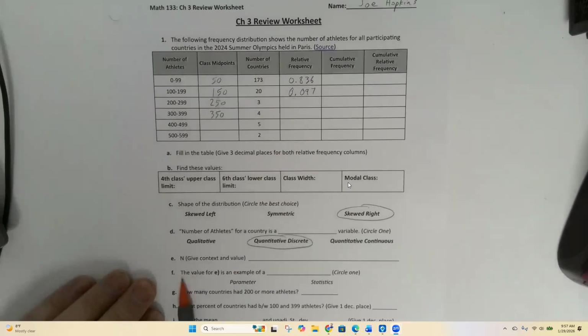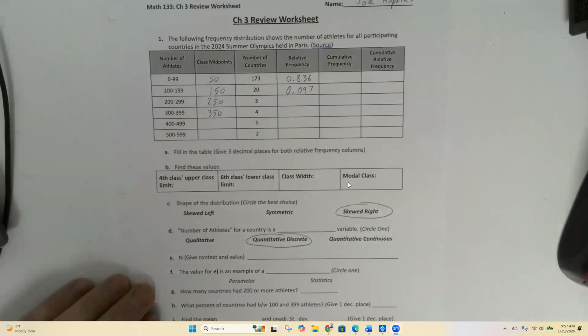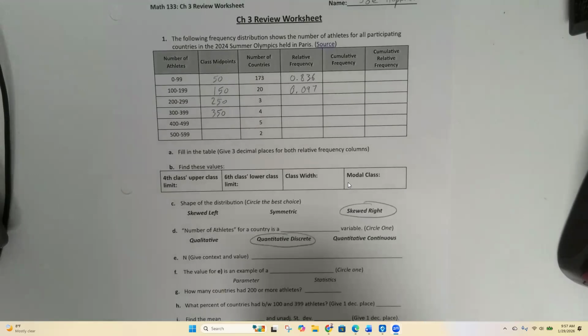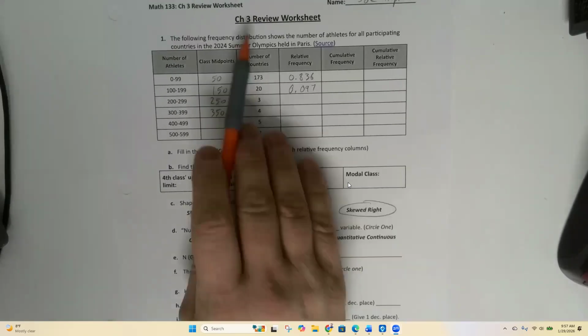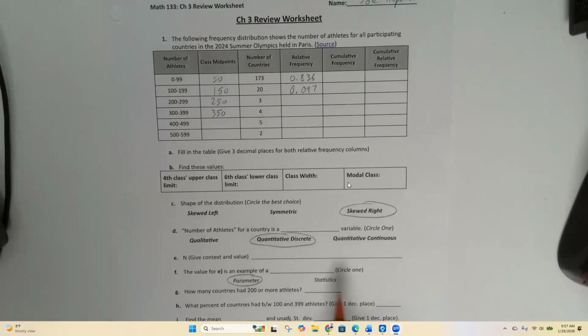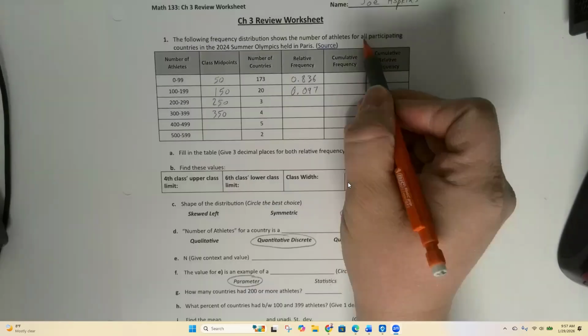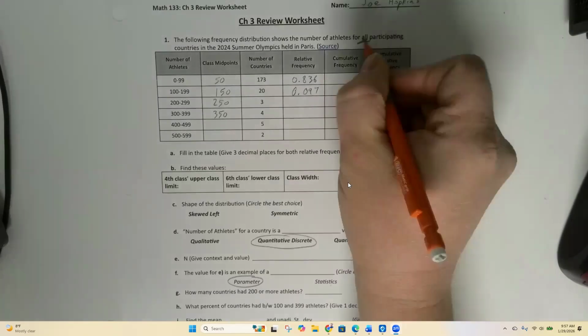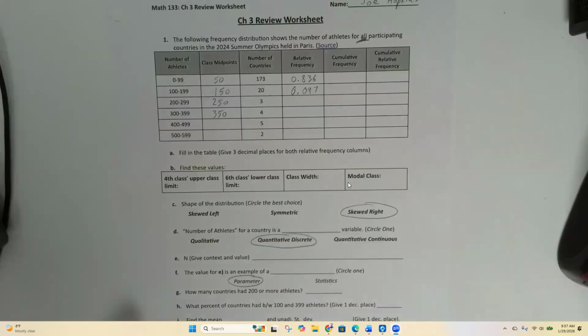The value for E is an example of a parameter or statistic. Rachel says it is a parameter. I agree, because are we looking at a population or a sample? Well, when we see the word all, that means that we are looking at a population, okay? So this is looking at all the countries.